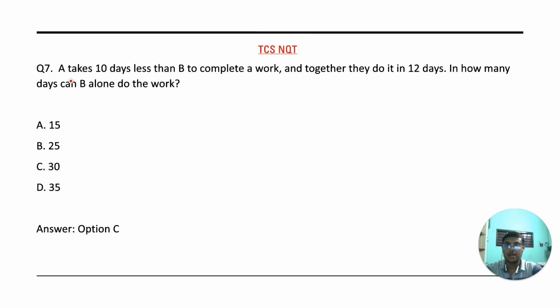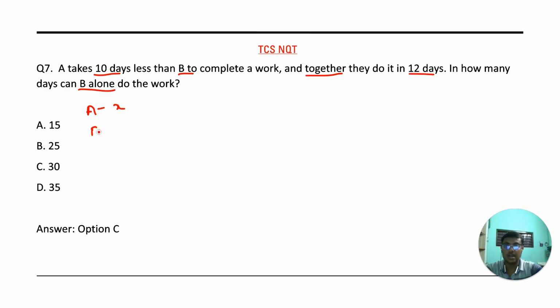So this is a question from the time and work portion. It says A takes 10 days less than B to complete a work, and together they can do it in 12 days. In how many days can B alone do the work? Okay, so we have been given that together they can do the work in 12 days, and A takes 10 days less than B to do the work.